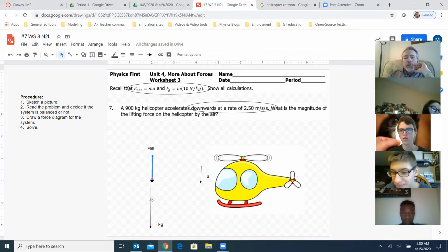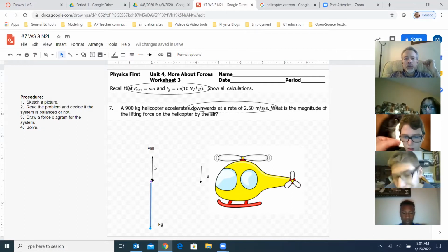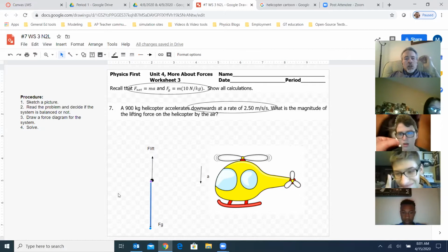If your force diagram kind of looked like this, at the bottom of your screen you have a smiley face that has reactions. Can you give me a thumbs up if your force diagram kind of looked like this, where there's two forces? Yeah, thumbs up. Okay.